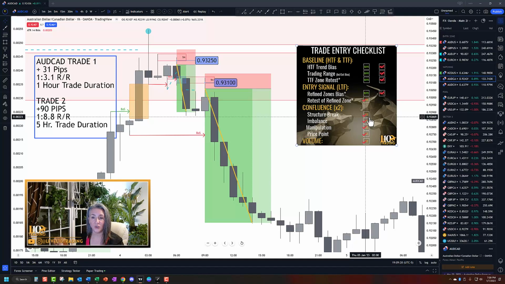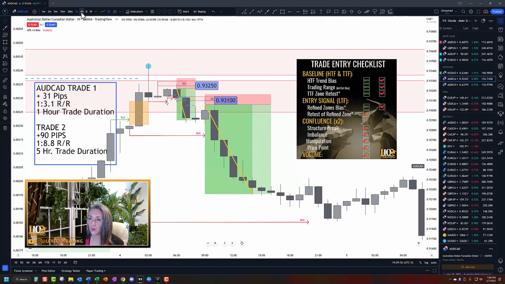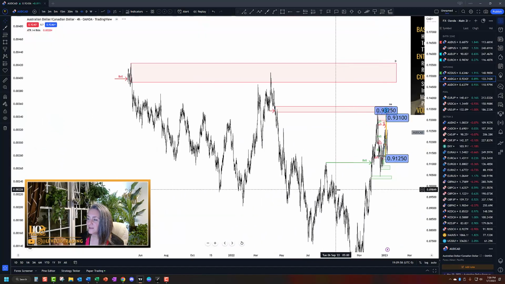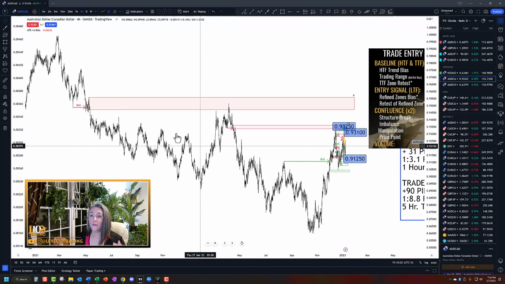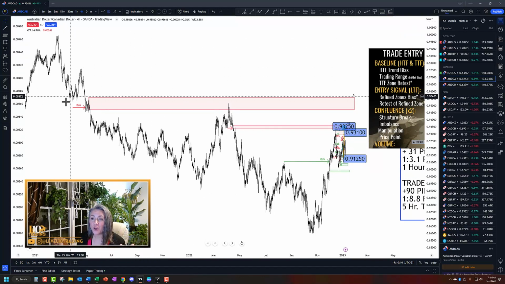Now I want to zoom out and take a look at this from the higher time frame and then go down at what I was seeing and why I entered on these two particular trades. Okay, so I am going to pull out, we'll go to the 4 hour here. We can see right here that the Aussie CAD has undeniably been bearish for a very long time. Since 2021, it has been breaking structure to the downside.